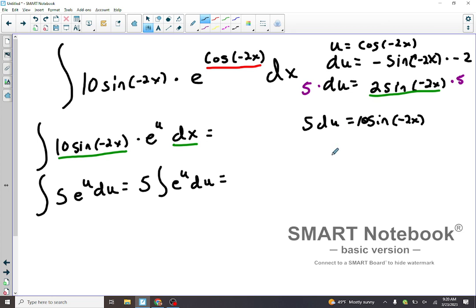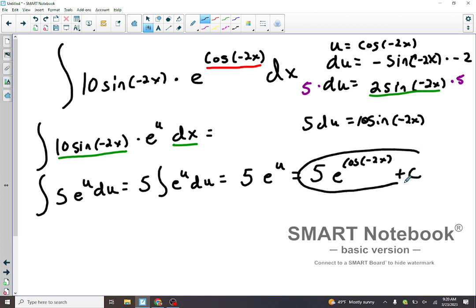What's the antiderivative of e to the u? E to the u, very nice. Now I'm going to plug in what my u is, which was cosine negative 2x. So 5 e to the cosine negative 2x plus C. Good, plus c. That's how you do it.